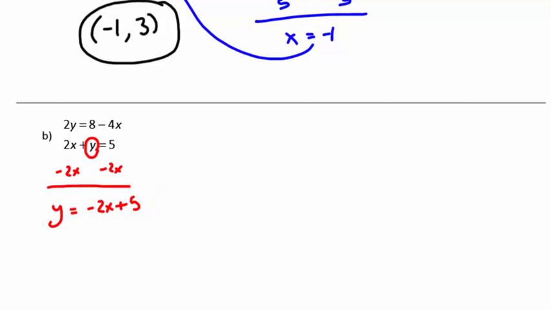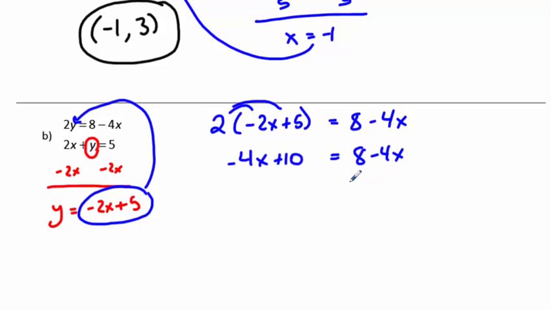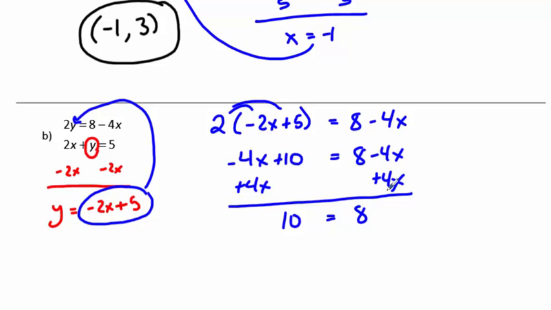Now that y is solved for, we're going to take what y is equal to and plug it in for y in the other equation. So the top equation becomes 2 times negative 2x plus 5 equals 8 minus 4x, and we're going to solve this for x. So distribute, it gives us negative 4x plus 10 equals 8 minus 4x. Now to solve for x, we would add 4x to both sides. And the x is added to 0 here, so we're going to have 10 equals 8. Negative 4x plus 4x is 0.